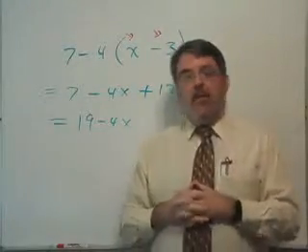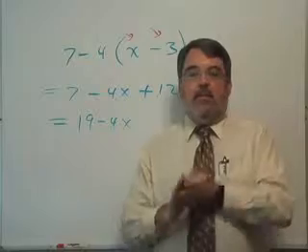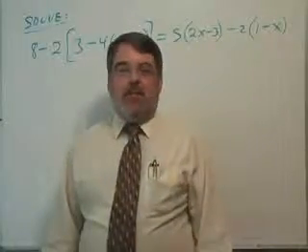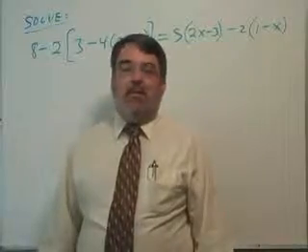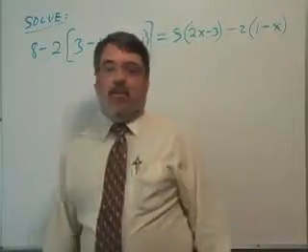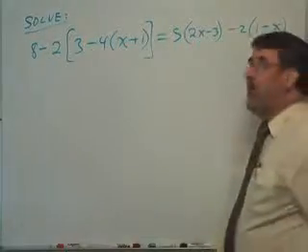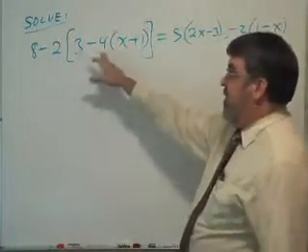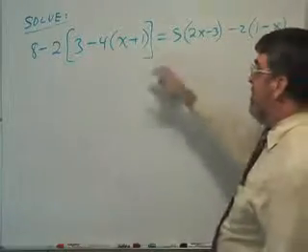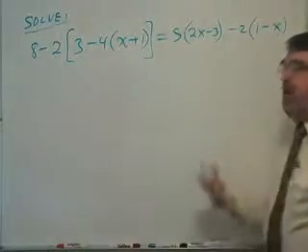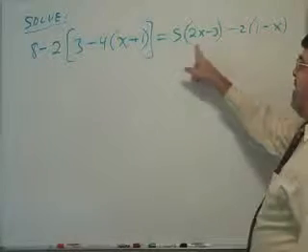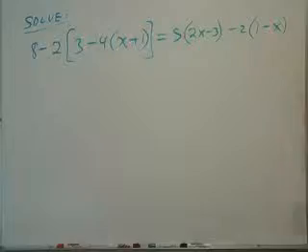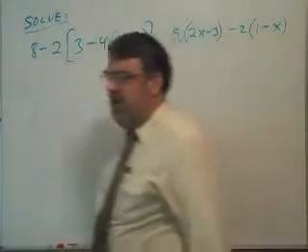All right, so I'm going to erase the board and give you an interesting problem. This problem is probably longer and more involved than you were accustomed to in your first algebra course. Let's read through it. We're going to solve for x. 8 minus 2, bracket, 3 minus 4, parentheses, x plus 1, close parentheses, close bracket, equals 5 times, parentheses, 2x minus 3, minus 2 times, parentheses, 1 minus x.